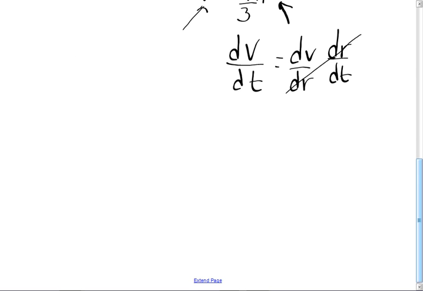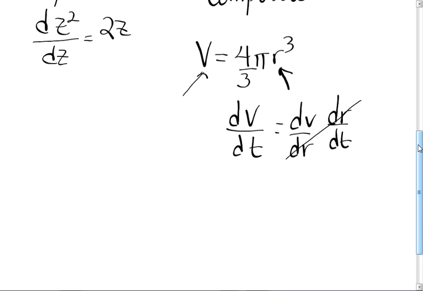So let me say this again. If I change time, if I'm blowing up a balloon, so time goes on, then the radius will change. If I'm blowing it up, it'll increase. And if the radius increases, then the volume increases. That's the chain rule. These are for composite functions.